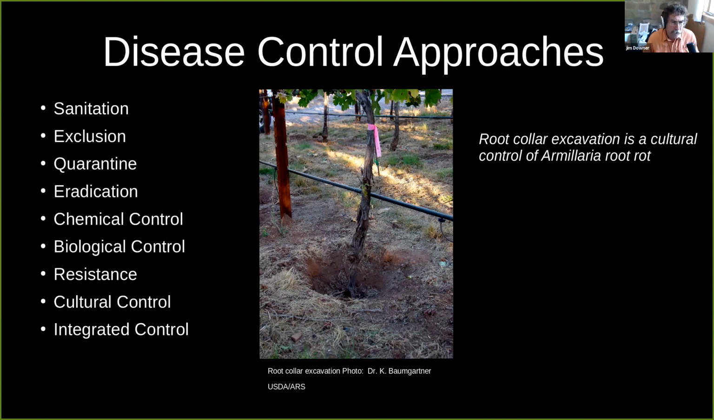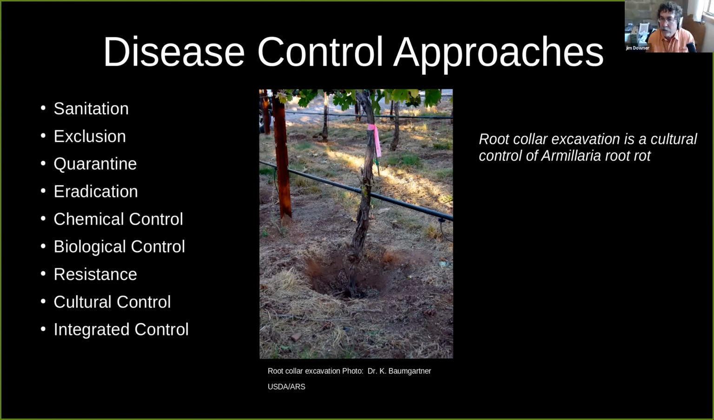Okay, so we have cultural control, which is a good example here from Dr. Baumgartner. She's excavated the root junction because all these grapes were planted about 12 inches too deep. And that ended up slowing the progress of Armillaria in this case. And finally, integrated control is using everything you've got to try and stop a disease.